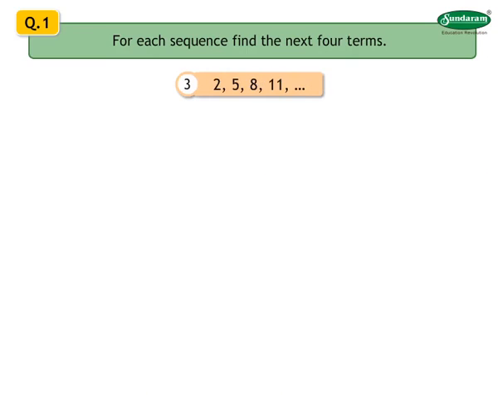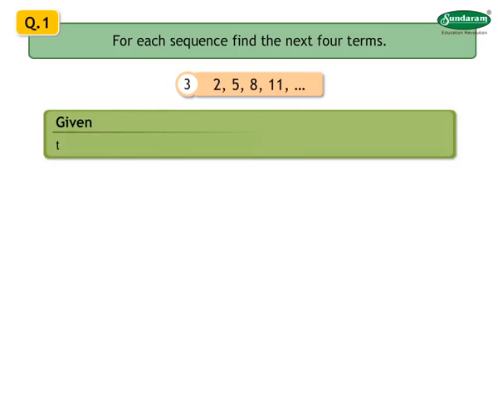Number 3: 2, 5, 8, 11 and so on. Given T1 is equal to 2, T2 is equal to 5, T3 is equal to 8, T4 is equal to 11. To find T5, T6, T7 and T8.